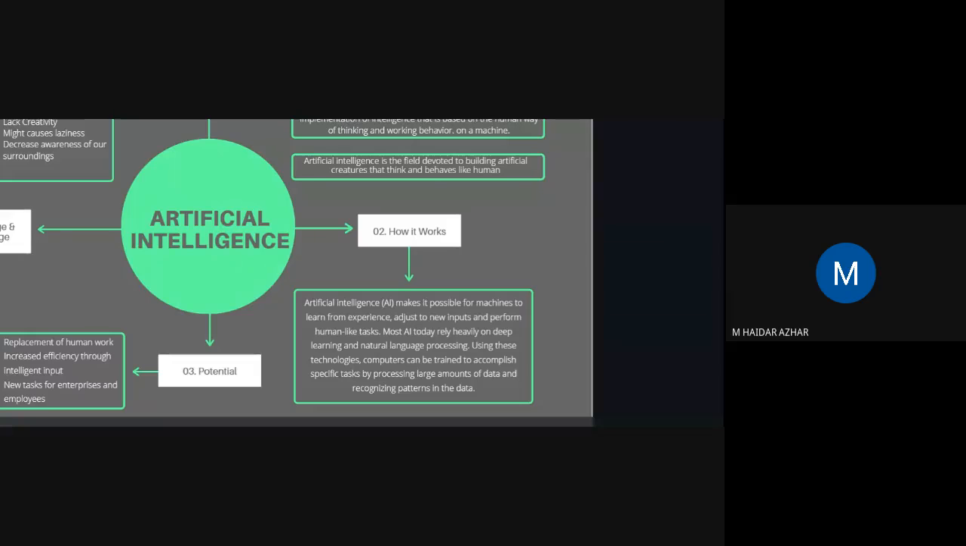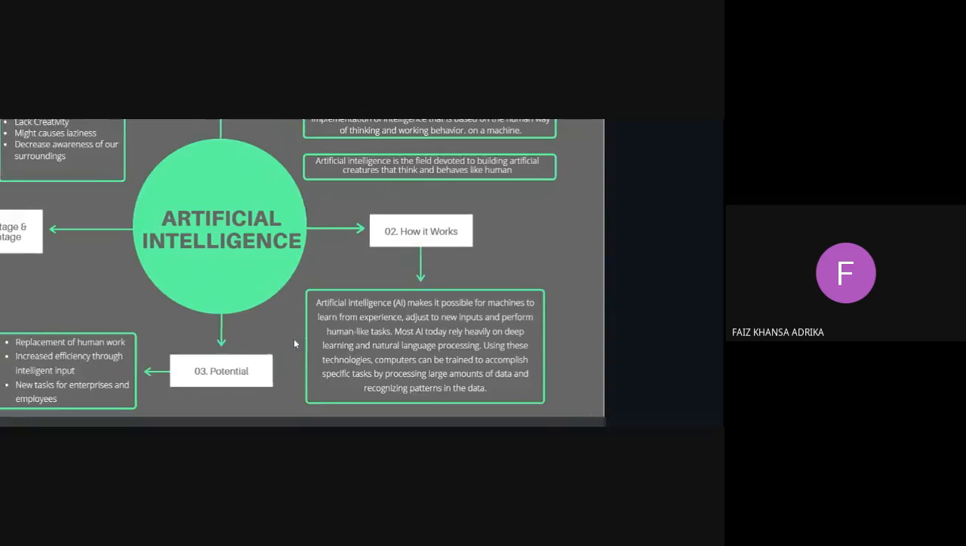Okay, so about how it works. This is a long paragraph, but in short, artificial intelligence in our perspective is the possibility of a machine to think and to learn, and also from the product of the learning itself, it can solve the problems that humans usually can solve. So that's basically it. Let's continue to the potential.